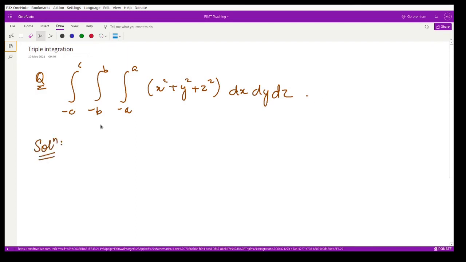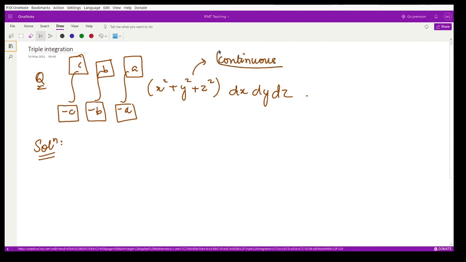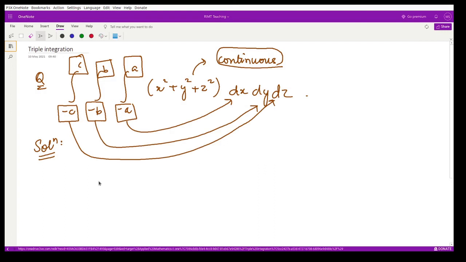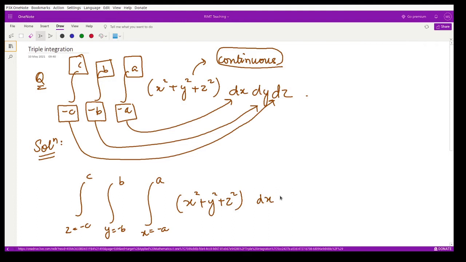You first have to identify that these limits are constant, so you could solve these in any order. It does not matter, provided this function is a continuous function. If that is so, there is no problem in which order you solve. But obviously, these limits are for the variable x, these limits are of variable y, and these limits correspond to the variable z. So you have z from minus c to c, y from minus b to b, and x from minus a to a of the function x square plus y square plus z square dx, dy, dz.